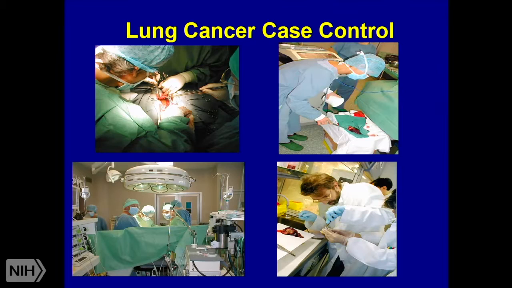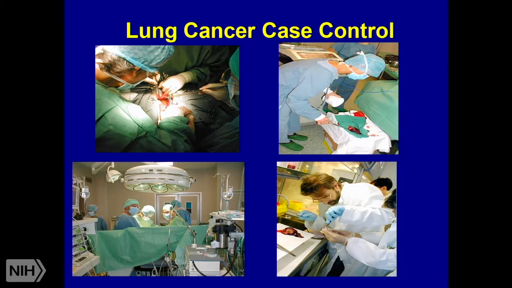So in our case control study, we actually got liquid nitrogen canisters into a number of our hospitals and would sit there and wait for the surgeon to resect the tumor. And then the pathologist would take the tumor and cut pieces, and we'd have a piece of paper and mark where they came from, and we'd get pieces of tumor to conduct these kinds of studies.